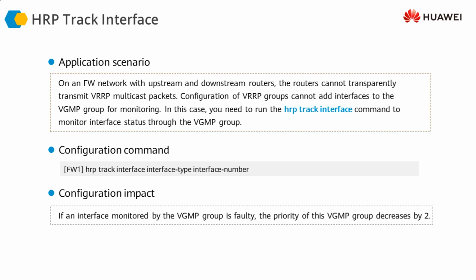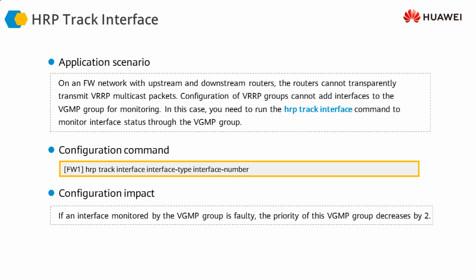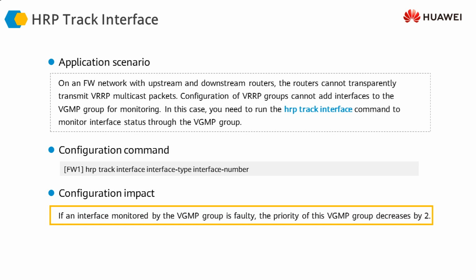For example, on the firewall we configure the HRP track interface, with the interface type and interface number, which means that if this particular interface goes down, the HRP can immediately move the traffic from the active to the standby firewall. You can see that if an interface monitored by the VGMP group is faulty, the priority of this VGMP group is decreased by 2, which in other words means that the traffic will be shifted from the active to the standby firewall, because now the priority of the active firewall has been decreased by 2.